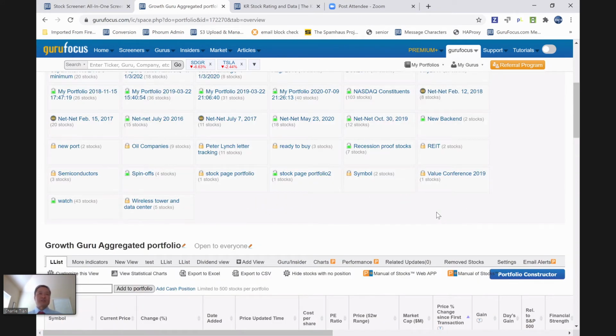That's the first thing I want to talk about, the aggregated Guru's portfolio. If you have questions on how to use it and where to find the portfolio of Gurus, feel free to type in the comment area. I will answer your question definitely.